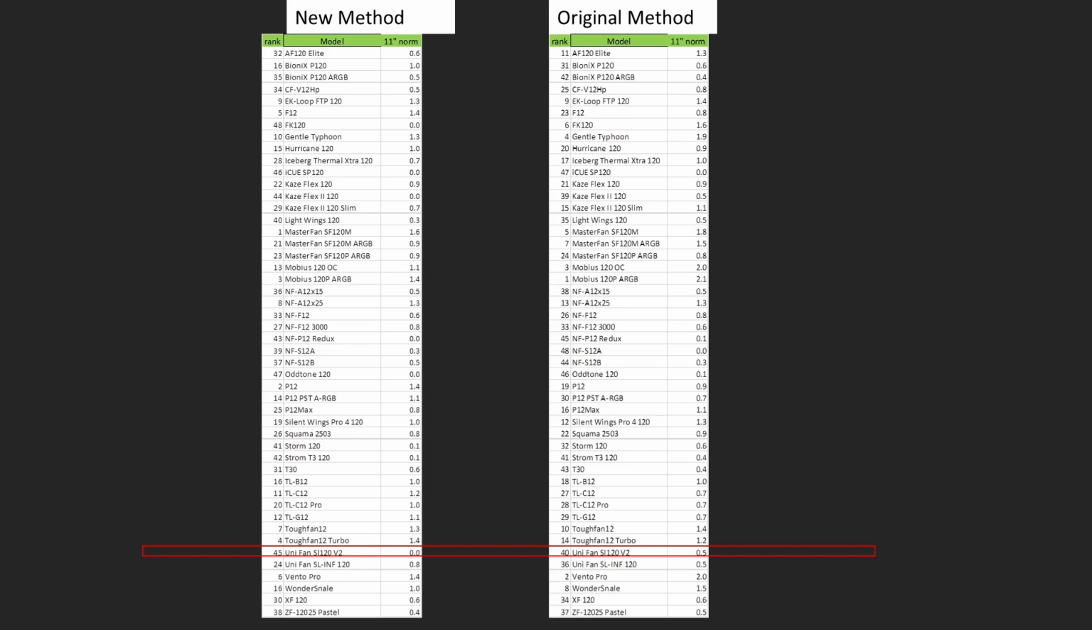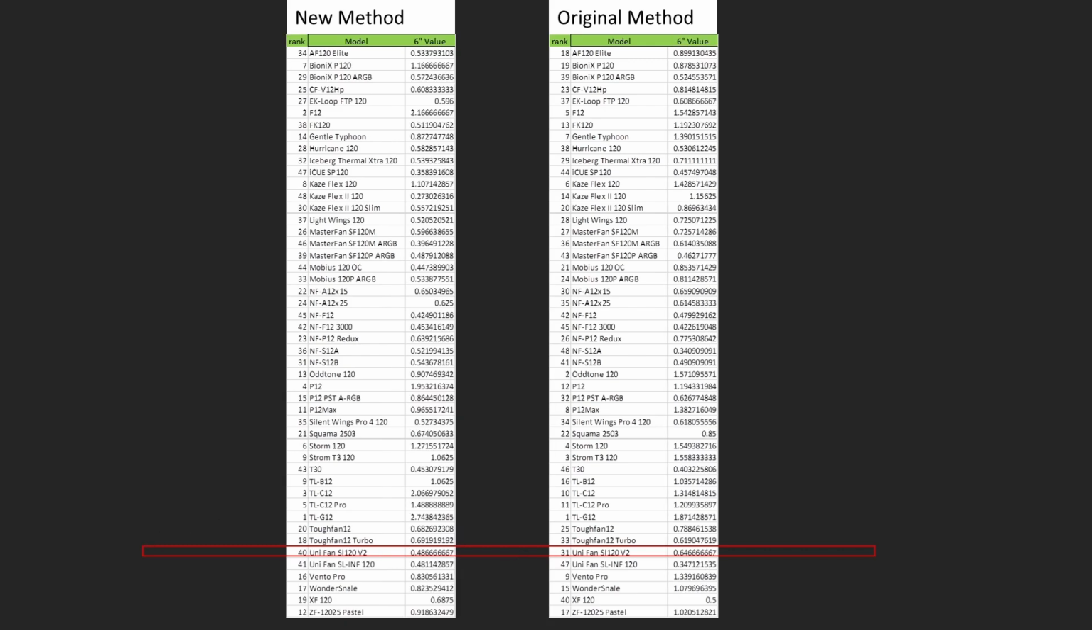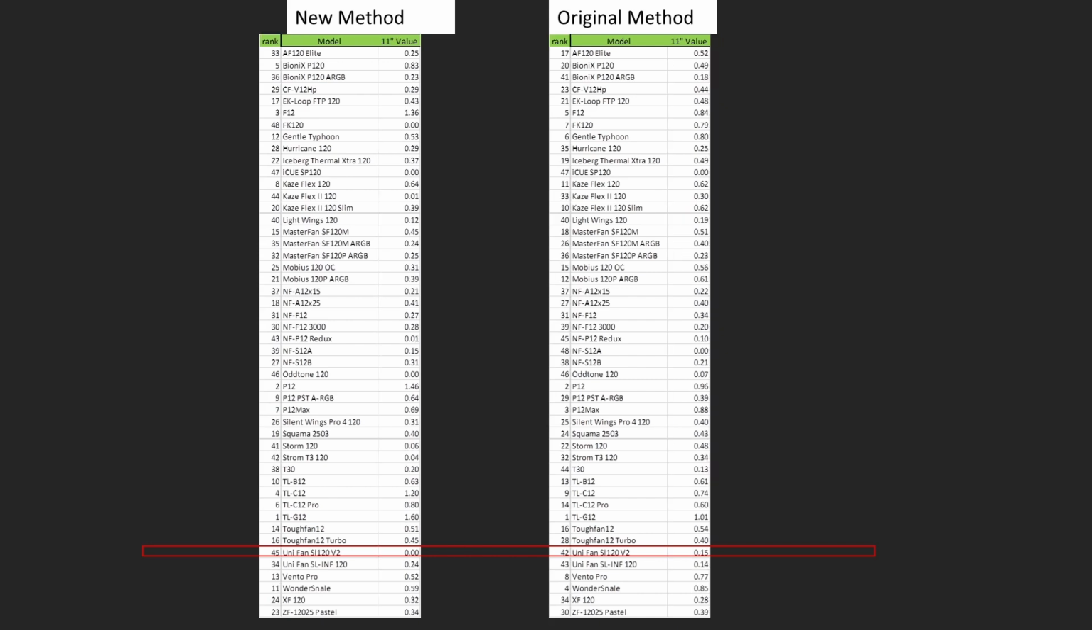The 11-inch mark, noise normalized, it was ranked 40th. It is now ranked 45th, way towards the bottom. The 6-inch mark, value proposition, it was ranked 31st. It is now ranked 40th. The 11-inch mark, noise normalized, value proposition, it was ranked 42nd. It is now ranked 45th. Now let's get into the specific graphs.